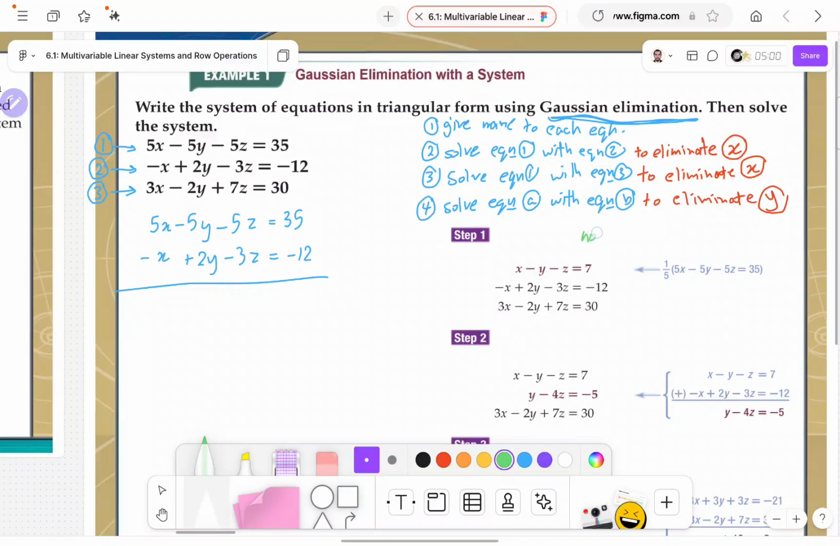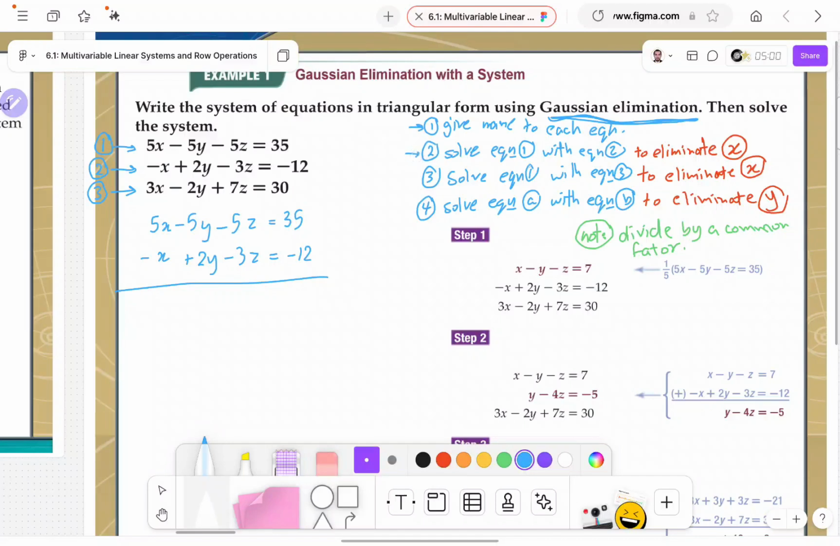Now, the important note: divide by a common factor. What is the meaning of common factor? If you can simplify the equation, you must divide this equation by the common factor. Don't just go multiply without finding the common factor. So now, as we follow along, we give a name to every equation.